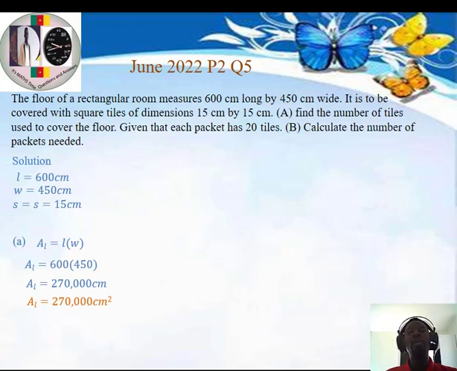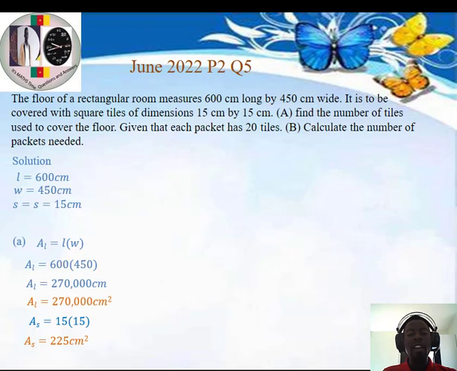Now let's calculate the area of one tile. The area of one tile, which is a square, is side times side. So the area will be 15 times 15. This will give us 225 centimeters squared.